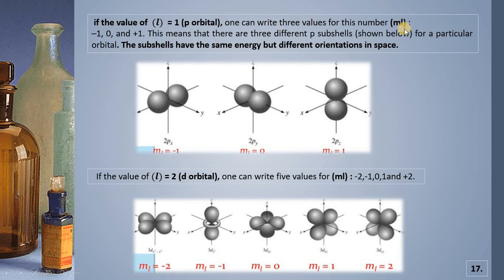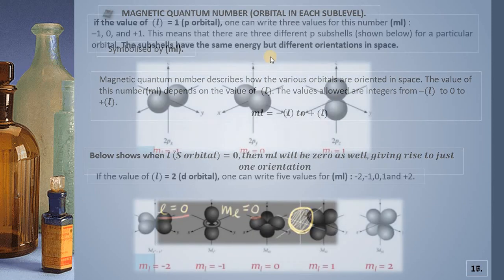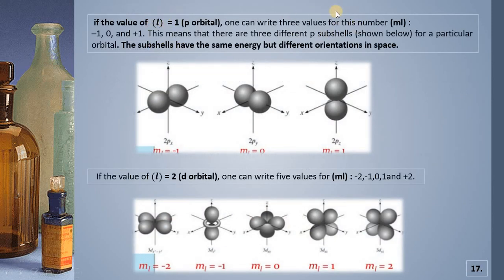So ML will be what? Like I said initially, that will be minus L to plus L. So since L is 1, ML will be minus 1, 0, plus 1. That means there are 3 different P orbitals in the subshell. We can see it here. ML is equal to minus 1, so it can occupy the x-axis, the y-axis, and the z-axis. That is 3 shapes. And if L is equal to 2 as well, it occupies the d orbital.